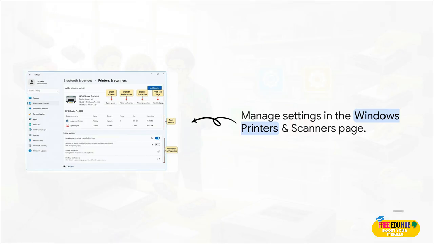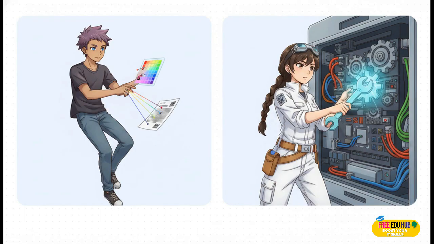Once it's all physically connected, you'll manage everything in the Windows environment right here on the Printers and Scanners settings page. Think of this as your command center for tracking queues, checking statuses, and configuring the device itself. Now listen up, because I want to clear up a classic beginner mistake.